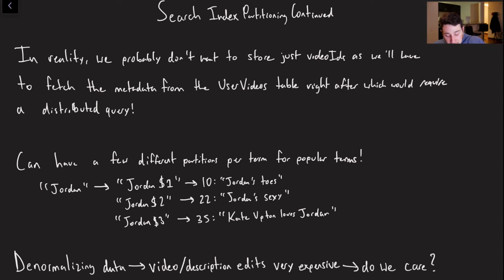So rather than taking a super popular term and trying to fit it all on one node, what we can do is repartition that over a few different nodes and then make some client-side optimizations that know to check all of those nodes and aggregate them together.